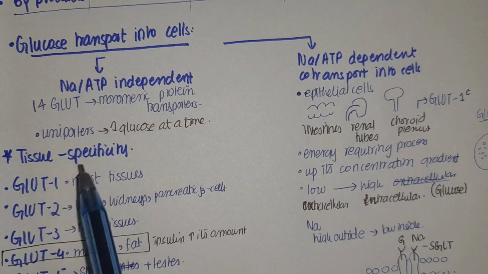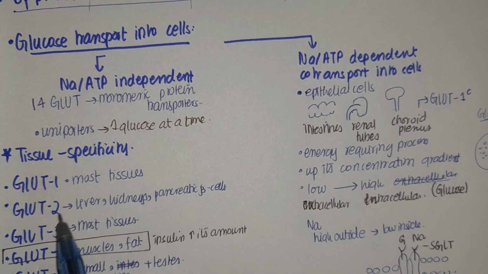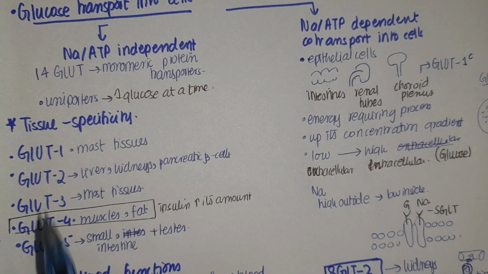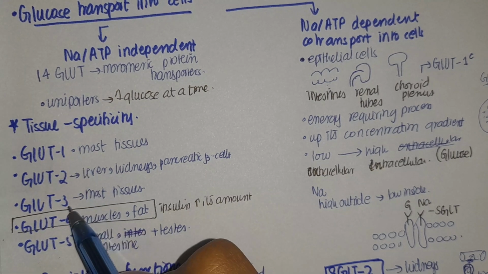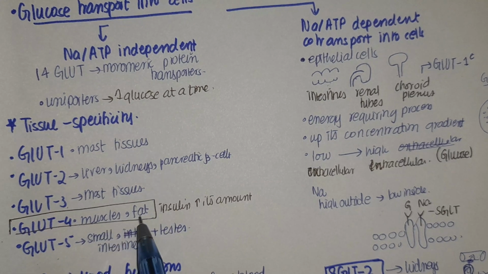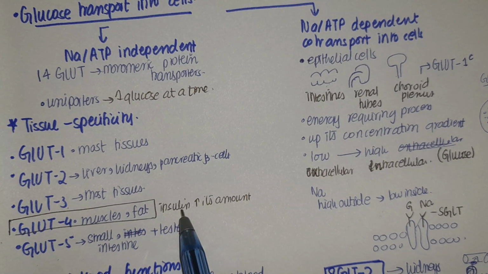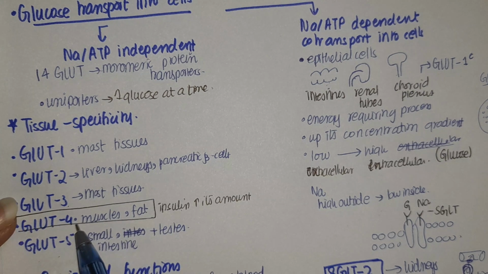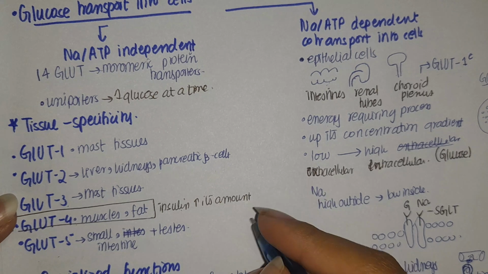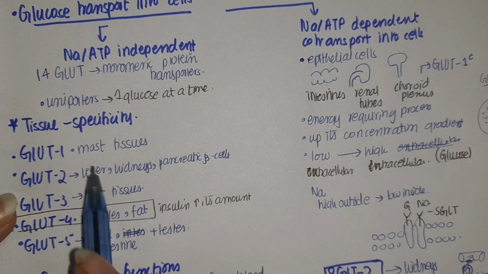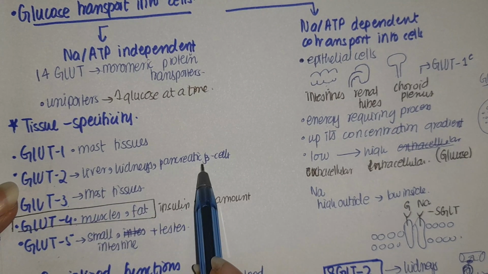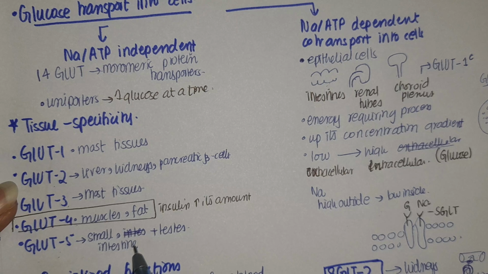Now, glucose transport into the cell which is independent of sodium is done by the GLUT transporters or glucose transporters, which are 14 in number, but we will discuss firstly 5 which are tissue specific. Now 1 and 3 are present in most tissues. The important one is GLUT4, which is found in muscles and fat, and whenever insulin is high, it will increase this GLUT4, and GLUT4 will actively push the glucose from the blood into the cell. Now GLUT2 is very important because it is present in liver, kidneys, and pancreatic beta cells. And GLUT5 is present in small intestine and testes.